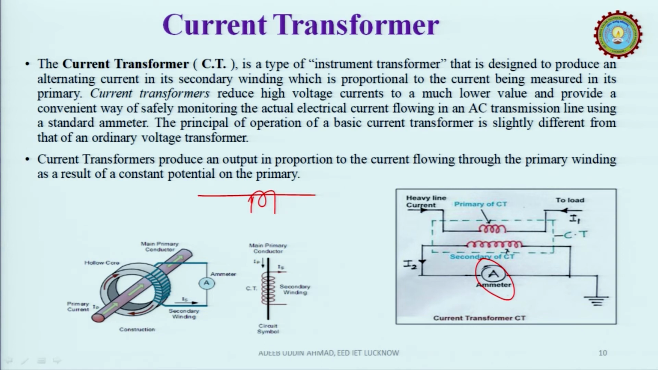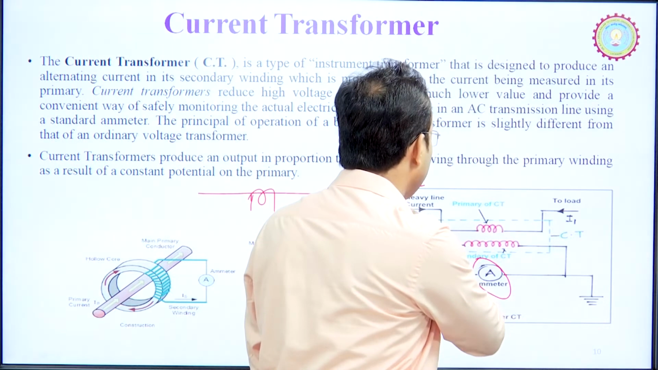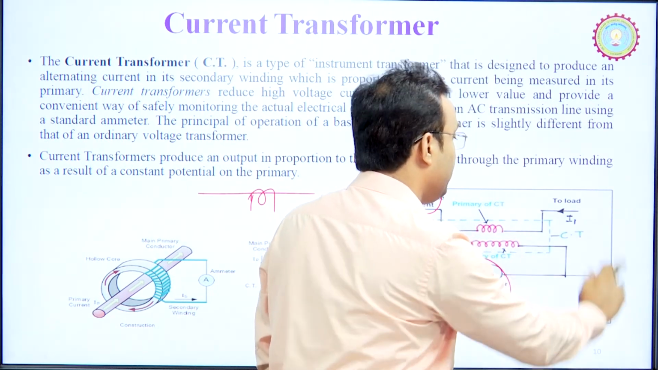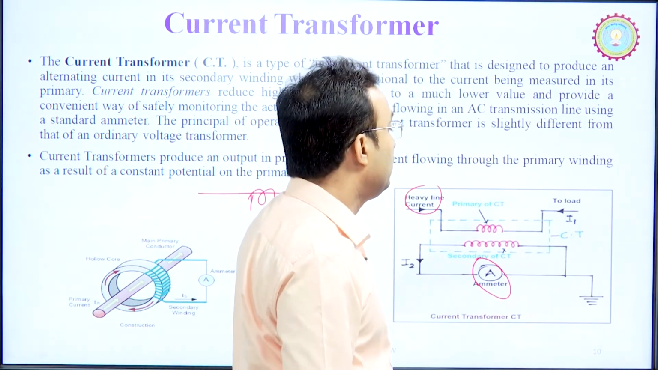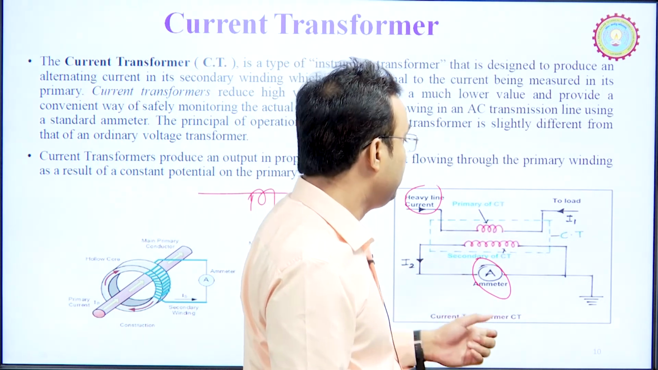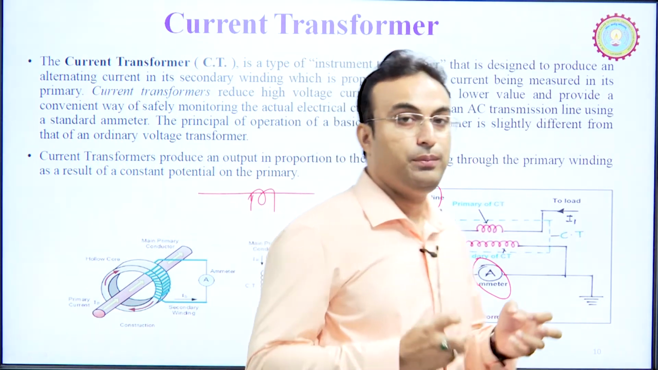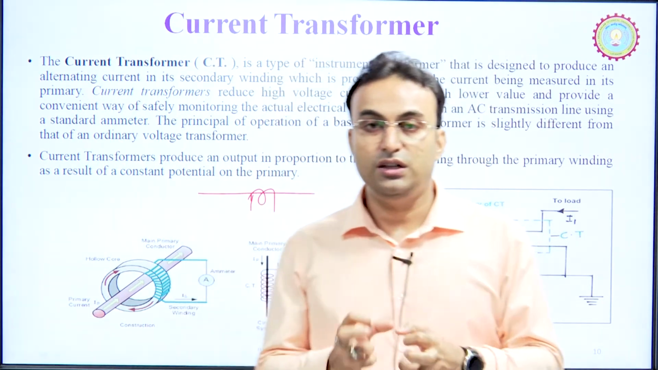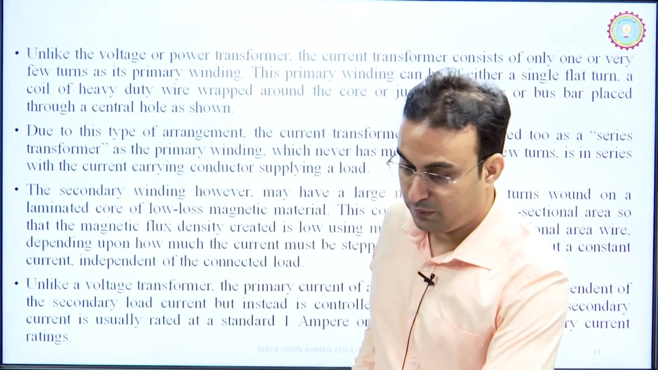The primary of the current transformer will always be fixed or connected in series with the line. So, we have a line, and we want to know the value of current in that line. So, we are going to connect the primary of the current transformer in series with this line.